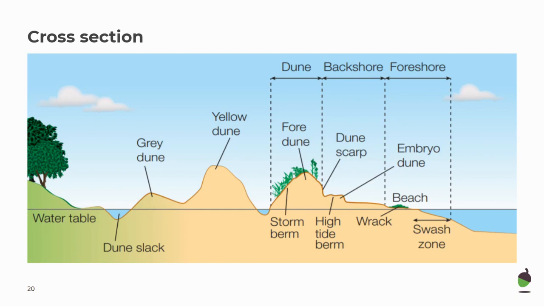This is a cross-section of a sand dune. You can see the sea on the right-hand side. You have the area of beach in the foreshore. Then at the back of the shore, so the back shore, you would start to get your embryo dunes building up. It goes embryo dune, foredune, yellow dune, grey dune. The vegetation as you move away from the sea increases. This is because vegetation colonises.